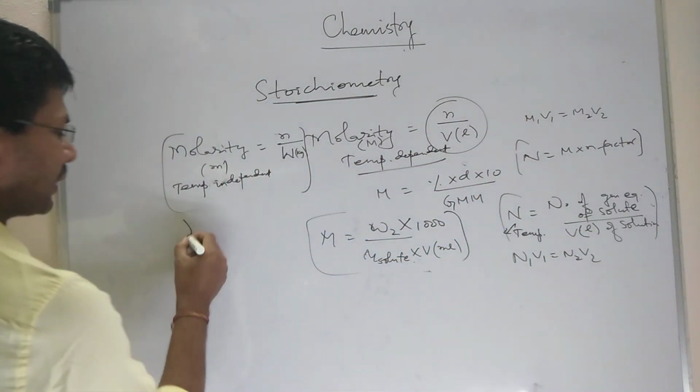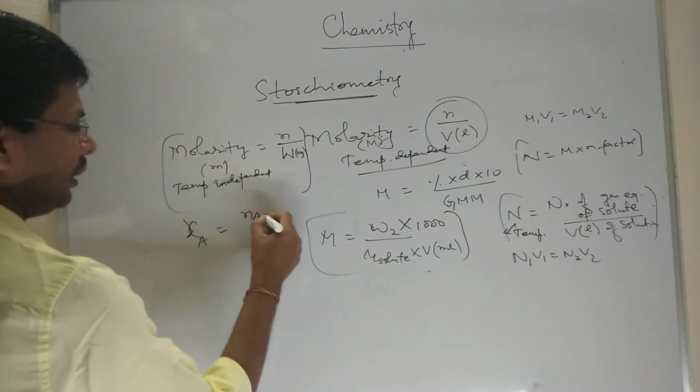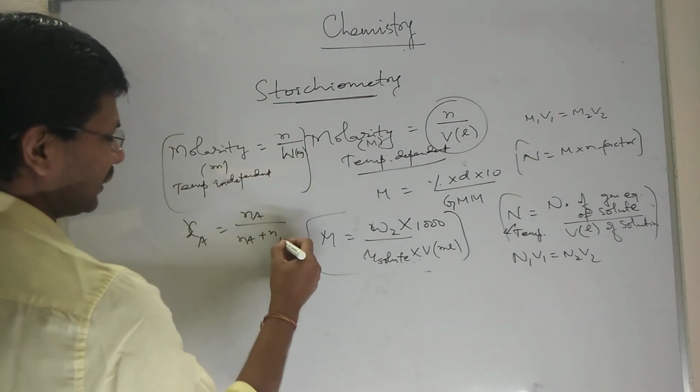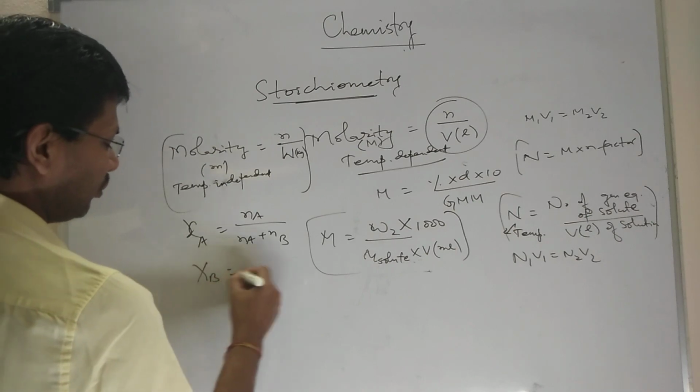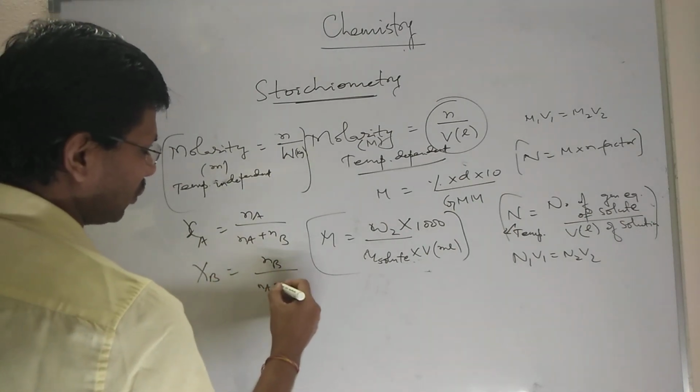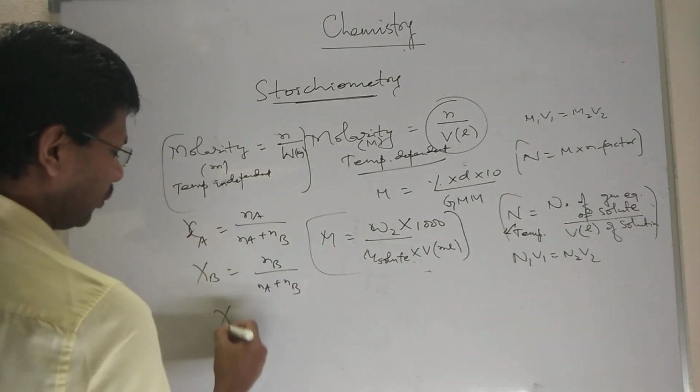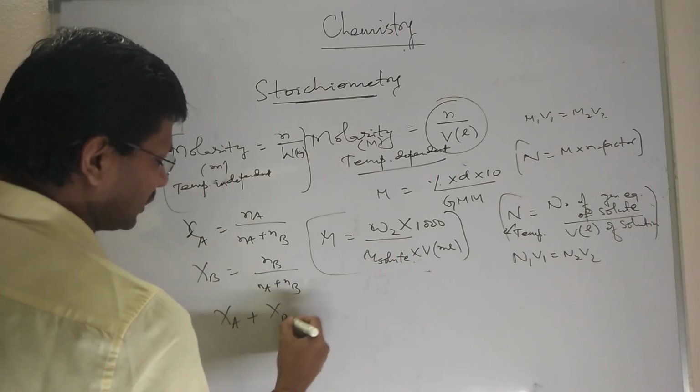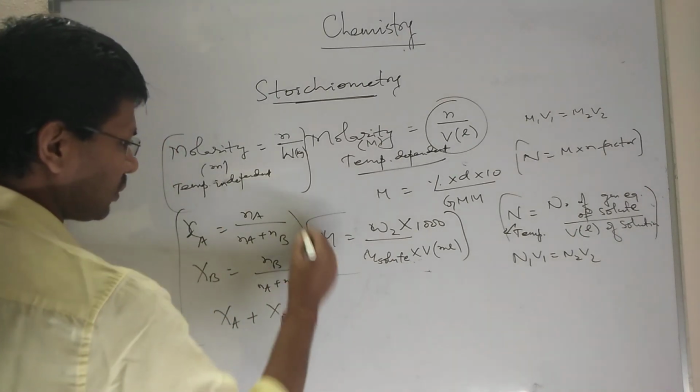Now coming to mole fraction. So mole fraction of A is mole of A by mole of A plus mole of B. Mole fraction of B is mole of B by mole of A plus mole of B. And sum of mole fraction of all the components in a solution is equal to 1. So question based on this can be asked.